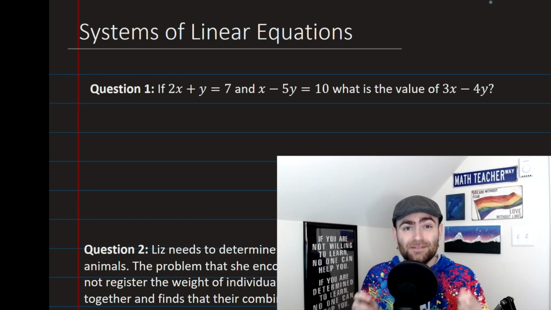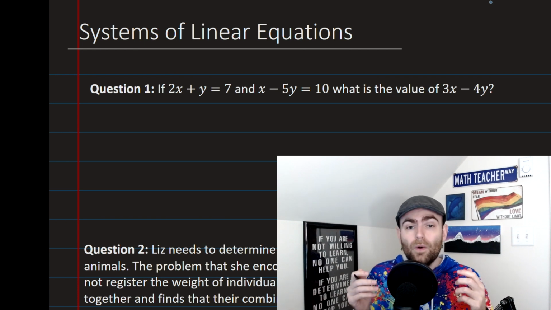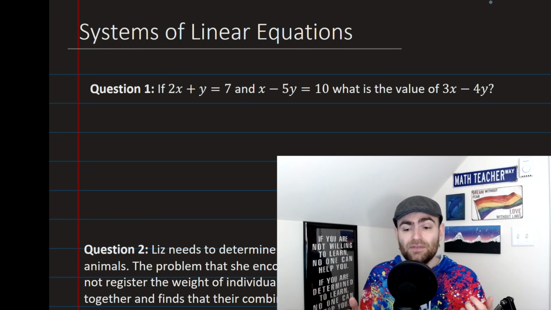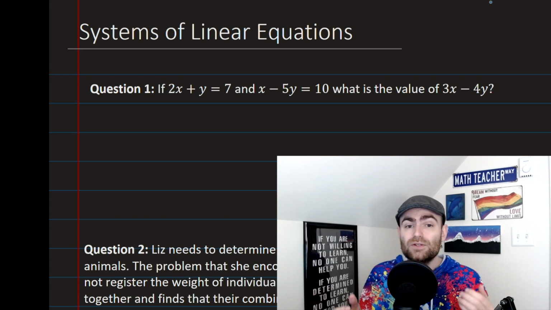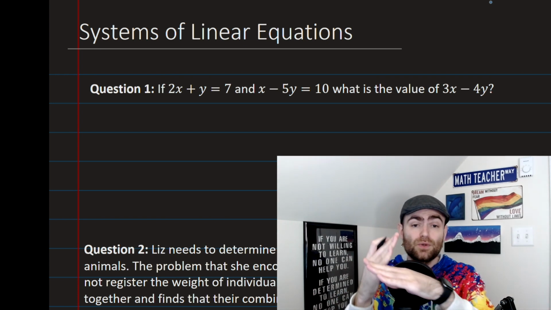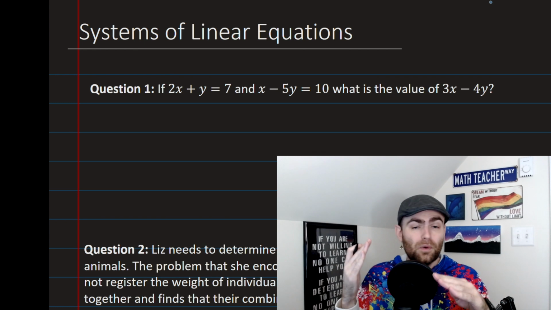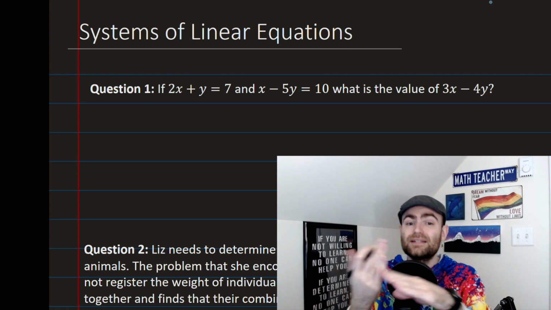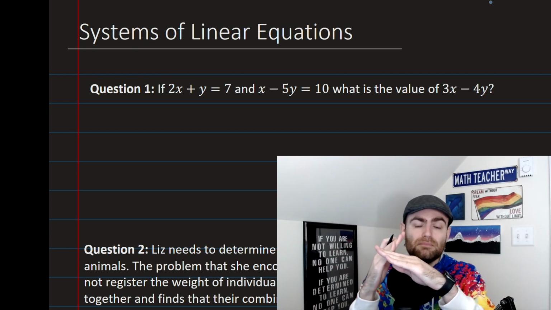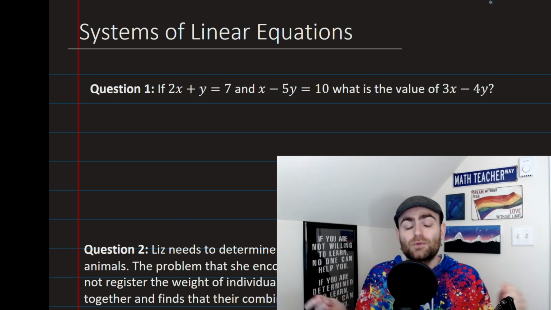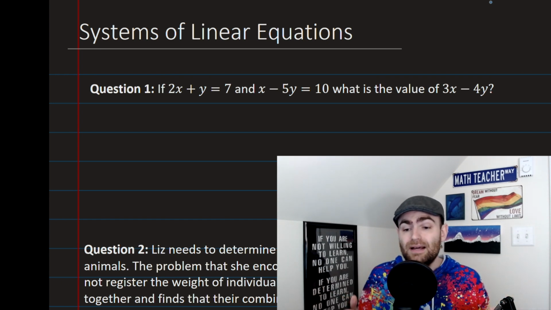Let's talk systems of linear equations. So what we typically look for in a system of linear equations is an intersection point. We try to figure out what values of x and y make both equations true at the same time. Graphically, that would look like an intersection point.